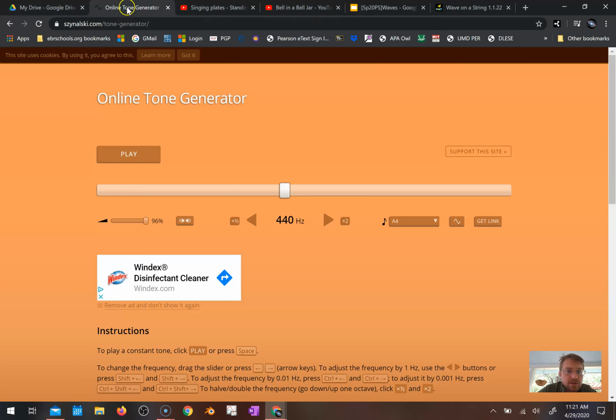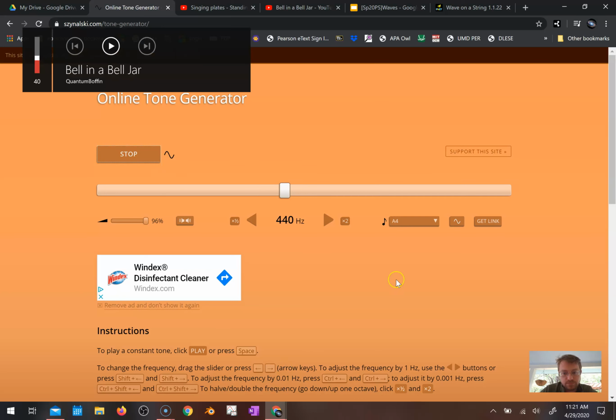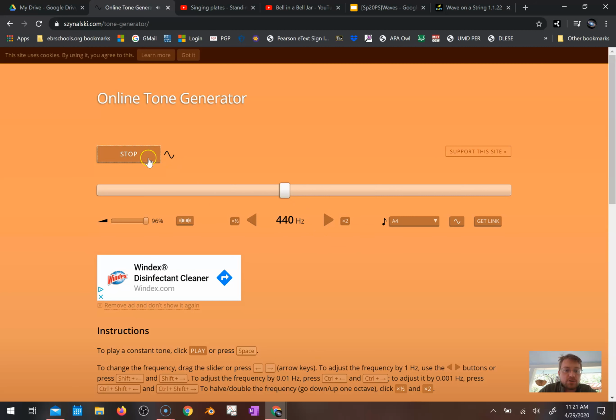I just searched online for an online tone generator. So when I press play, it's going to play 440 hertz. That's the frequency. That's actually how many times per second the speaker is going to move back and forth, and it's going to produce an A natural. If the volume's turned on. Right, so here's a 440 hertz A natural being played.